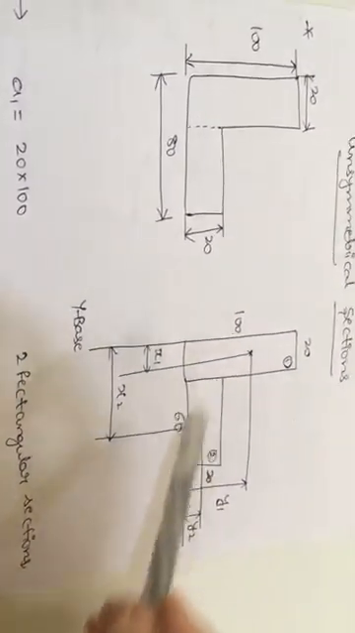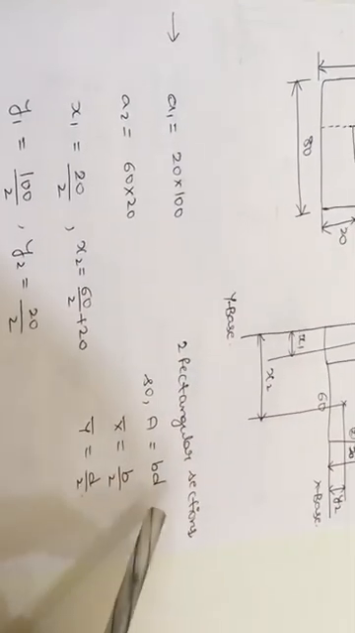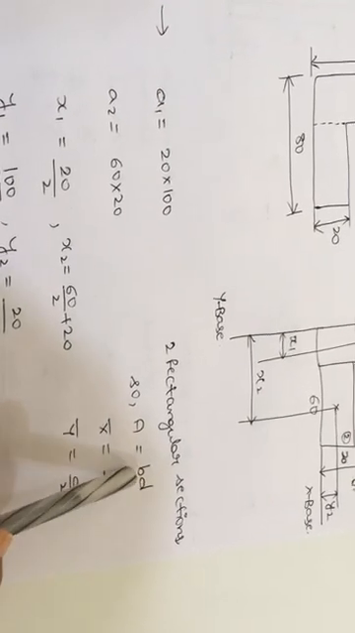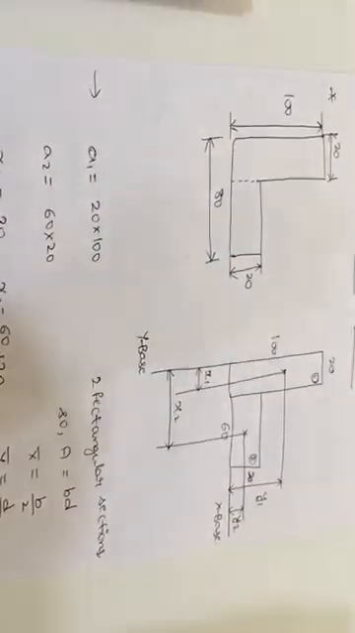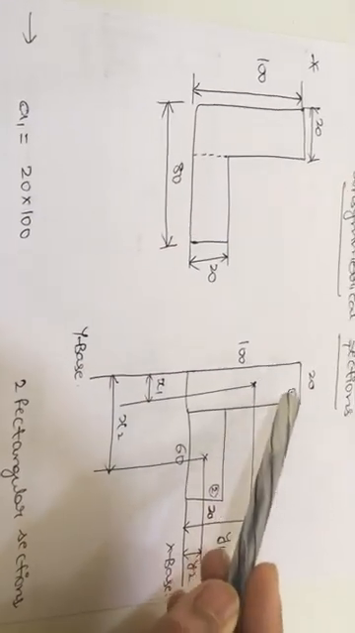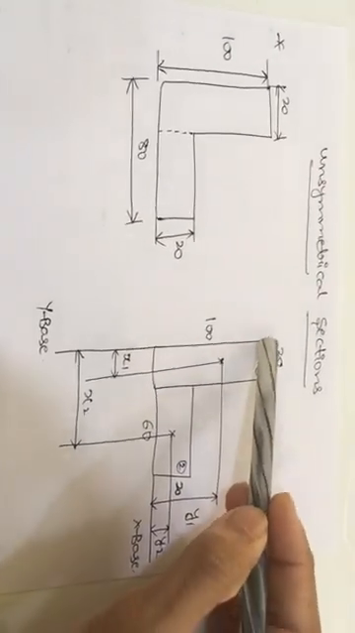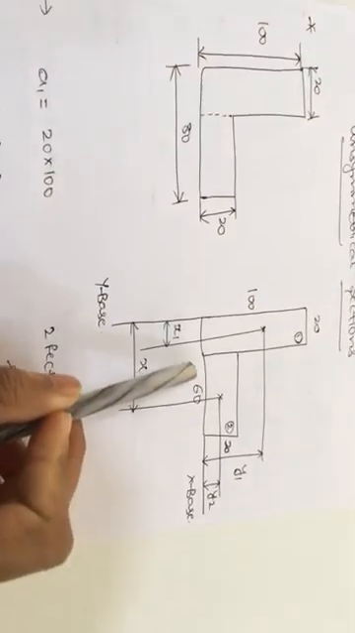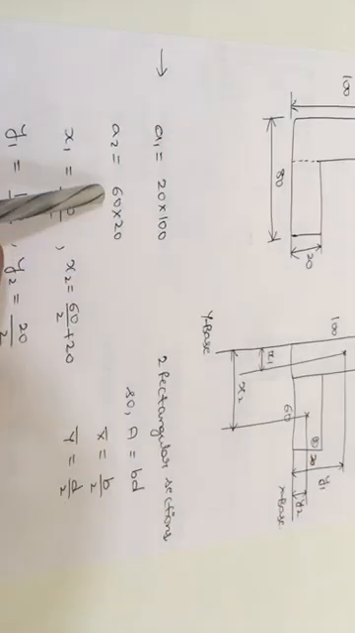Now, this problem is completely related to plane figures, and there are two rectangular sections, so you get the area formula as B into D, x bar as B by 2 and y bar as D by 2. Remember, base is nothing but base, and depth is nothing but height. Next, what is the first section? This is the first section. The area formula is B into D. For the first section, base is 20 and depth is 100. So 20 into 100. Next, area of the second section, base is 60 and depth is 20. So 60 into 20.